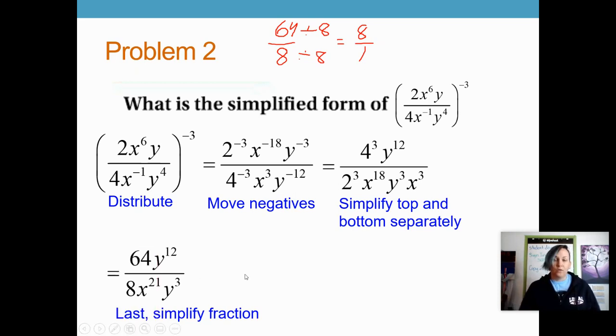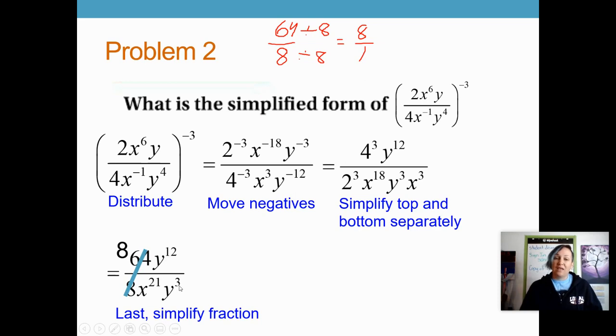Okay, so the 64 and the 8 are going to cancel out and become just the number 8 on top, because the 64 was on top. And then the x, this is my only letter x, so we're going to have an x to the 21 on the bottom of the fraction for our final answer. But I can combine together my y's.